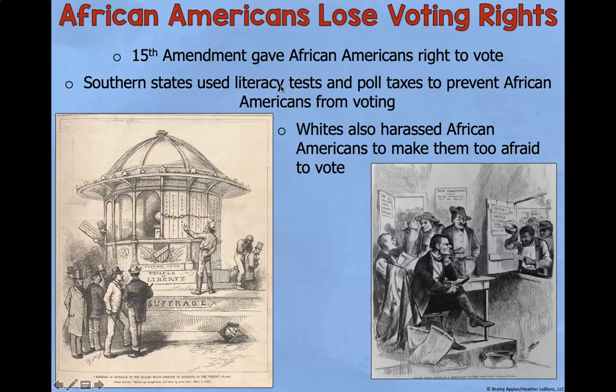Literacy test, you will actually have an example of a literacy test in your assignments. And a poll tax is where you would actually have to go pay money to cast a ballot, which we know is illegal. In the Constitution, it says that you have a right to vote. Whites during this time also harassed African Americans, trying to make them too afraid to vote. So if you look in the previous sections we discussed, some of these people who supported the Democrats during that time and who supported Jim Crow would actually show up at the polls or show up in the town and try to intimidate African Americans. That way they would not vote. They also might try to threaten their jobs and things like that.